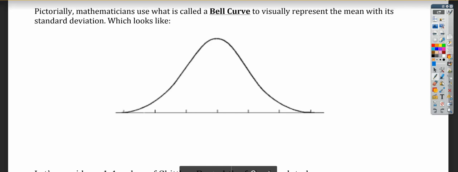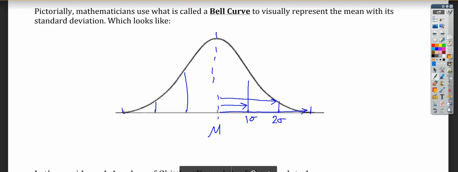So how I label this is I always go straight down the middle, and that's my mean. And then I go 3 tick marks to the right, and I go 3 tick marks to the left. Each of them is measured 1 standard deviation apart. So to get from the mean to my first tick mark, that's 1 standard deviation. To get from my mean to my second tick mark, that's 2 standard deviations. And to get to my third tick mark, that's 3 standard deviations.